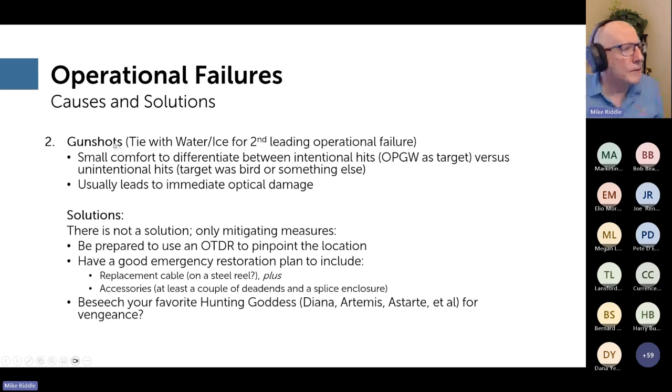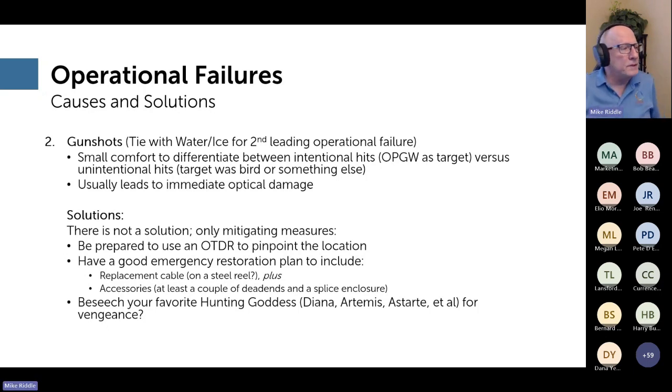Next up, gunshots. Gunshots tie with water and ice for the second leading causes of operational failures. Sometimes the hits are intentional and sometimes they're accidental, meaning in one situation somebody was directly trying to hit the cable, and in the other they were trying to hit something else but hit the cable by accident. So you draw some small measure of comfort from the distinction. But usually, gunshots on OPGW lead to immediate optical damage, and there's not really a solution to it.